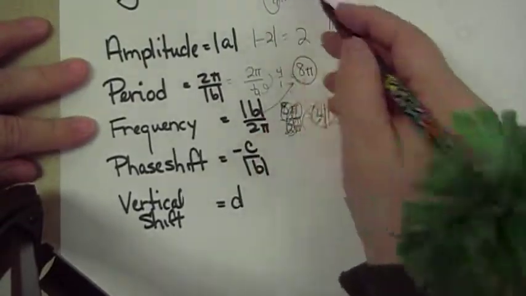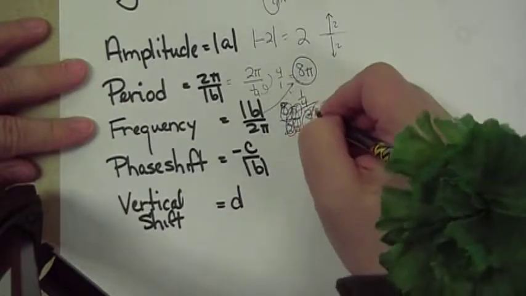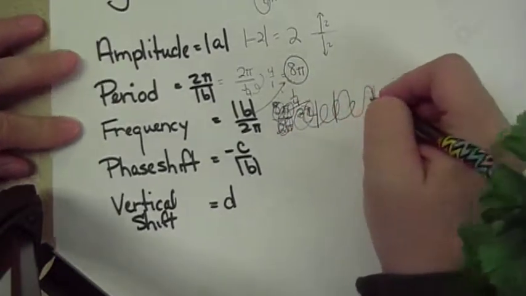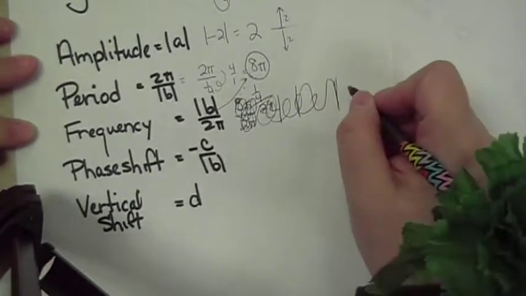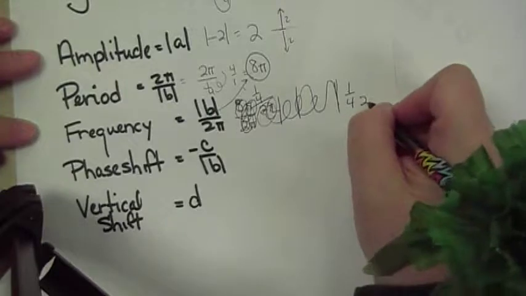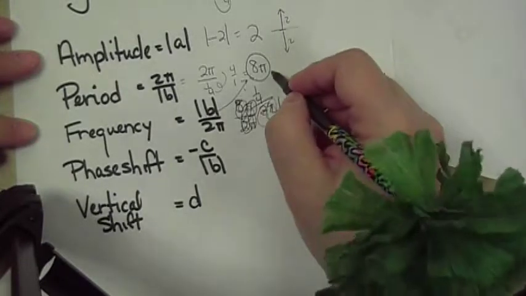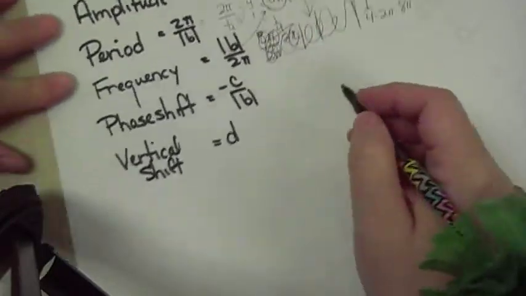The b was the 1/4, so 1/4 divided by 2 pi would be down here, so it would be 1 over 8 pi. So yeah, it's actually this flipped over.